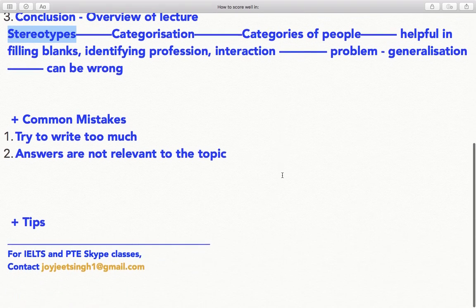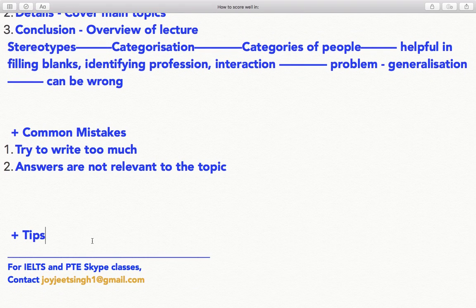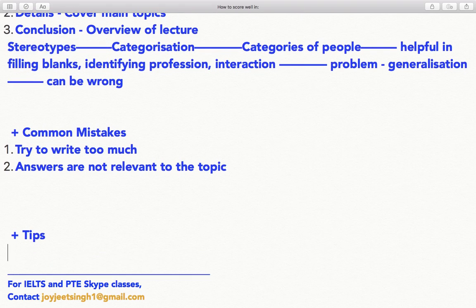Now, the tips that you can use to improve your score. Guys, the number one and the very obvious one is practice. Practice as much as you can. Attempt as many Retell lectures as you can. Listen to the lecture, take notes, record your answer, and compare it with the given answer.